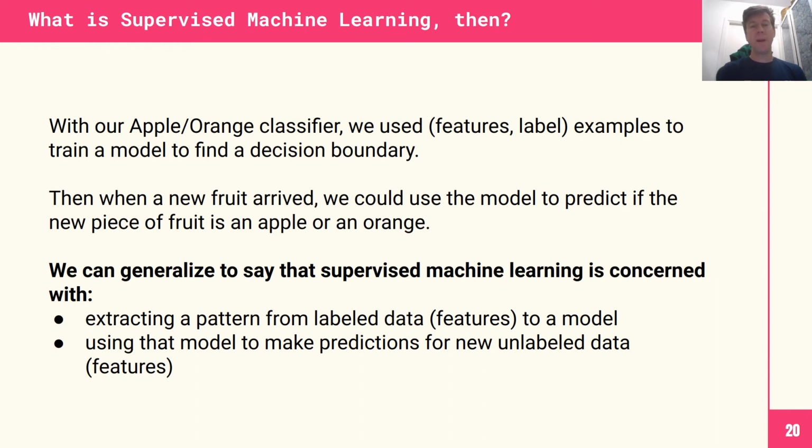So given what we've gone through, what is supervised machine learning? Well, with our apple-orange classifier, we used the features and labels to train a model to find a decision boundary. And when a new fruit arrived, we could use this model to predict if a new piece of fruit was an apple or an orange. And we can generalize what we went through with apples and oranges to say that supervised machine learning in general is concerned with extracting a pattern from labeled data. And when we say data, we mean features, to build models. And with that model, we'll be able to make predictions for new data that we haven't seen before that doesn't have labels. And that means new input features.